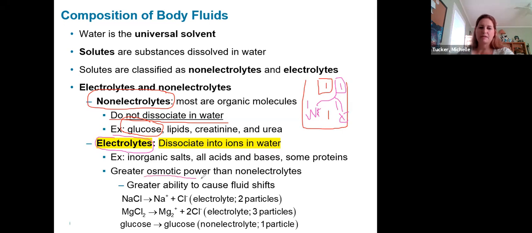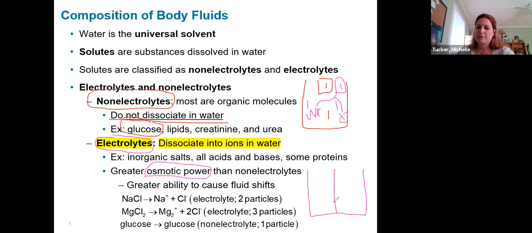So remember, we talked a little bit about osmolality and osmolarity. Just use those terms interchangeably. One is per liter of water, one is per kilogram of water, and 1 liter of water equals 1 kilogram at 4 degrees. So they're very interchangeable as far as terminology. Why is osmolarity important? Osmolarity is important because it affects the movement of water.